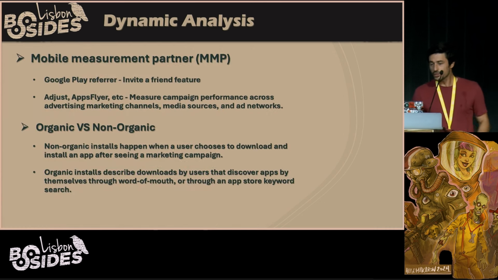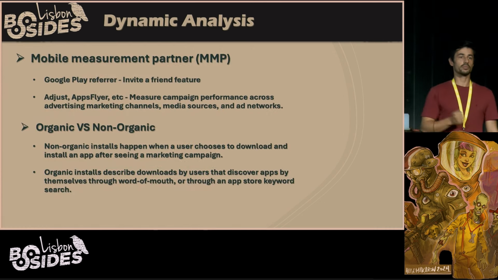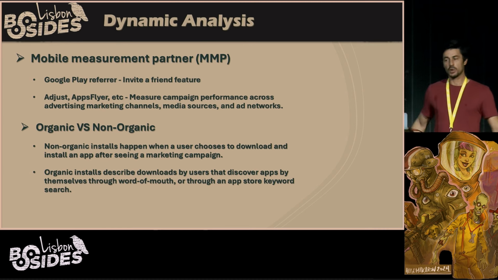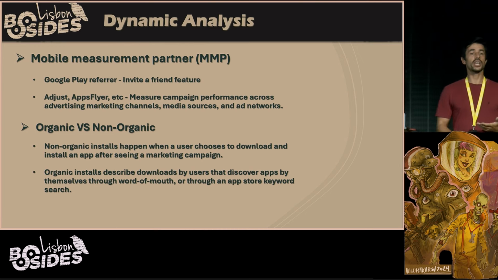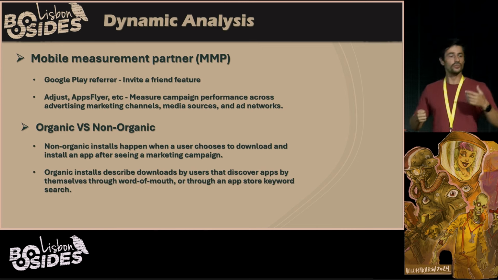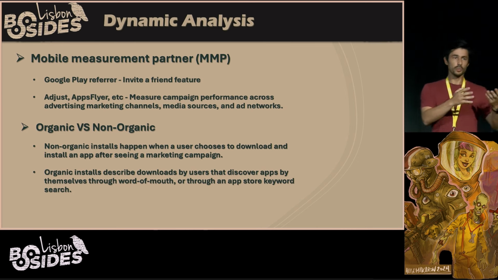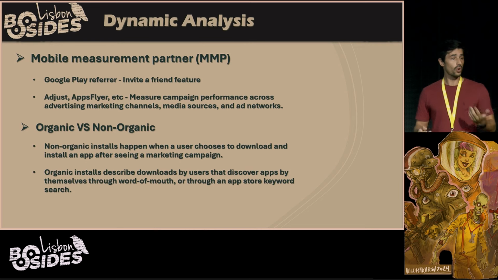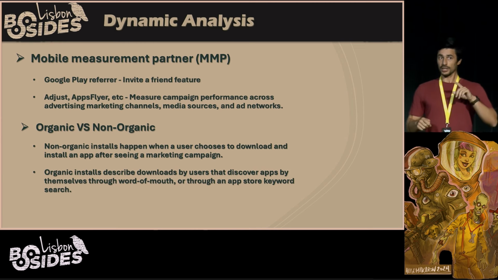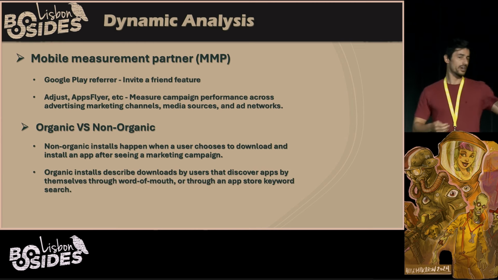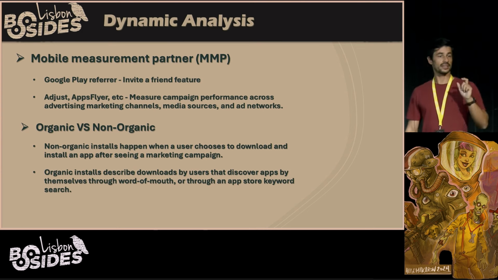And here we've talked about Dimitrios' favorite, battery. Let's talk about my favorite: mobile measurement partners, or referrals. These are legitimate ways to find out where you installed the application from. If you installed the application through Google Play's invite a friend feature or clicked a particular marketing campaign ad, that's a non-organic event. If you discovered the application by yourself, clicking on your own on the Play Store, or installed through ADB, that's an organic event.